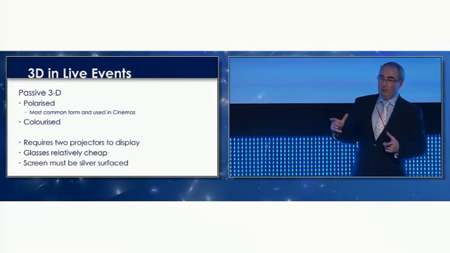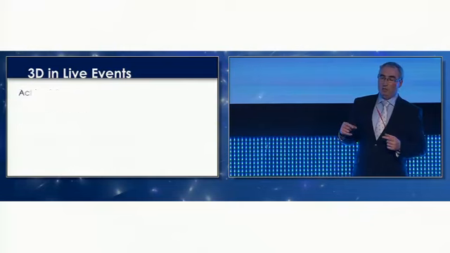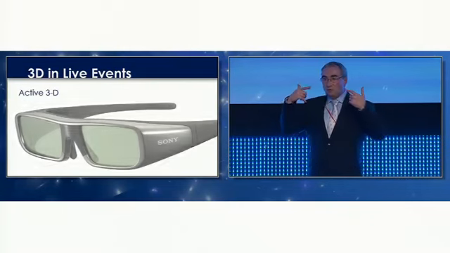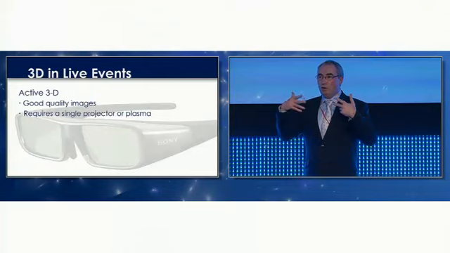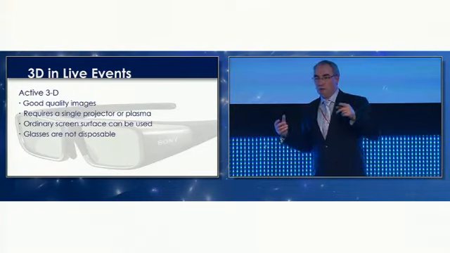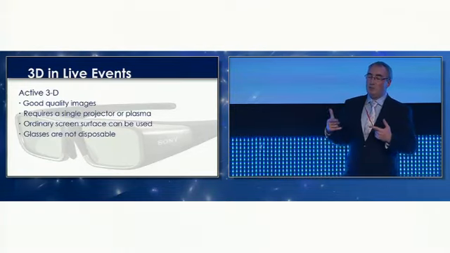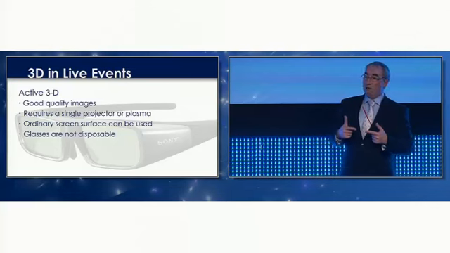With active 3D, the audience wears glasses with LCD shutters. So these have got electronic shutters in them. They're moving very, very quickly. You can't see it, but that's what you were looking at when you were watching outside. These are synchronized through wireless technology to the display device.